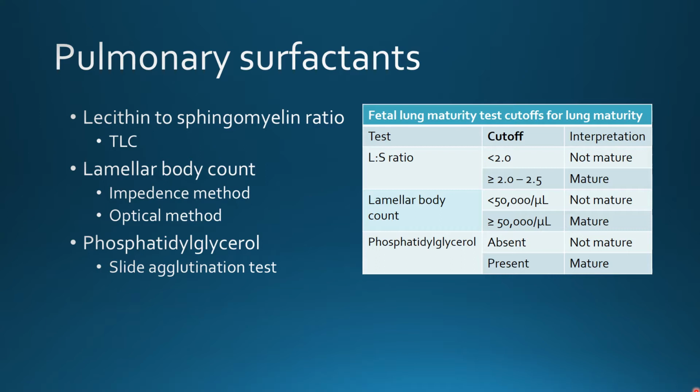And for this ratio, remember the lecithin should be increasing and the sphingomyelin starts out much lower. So you'll look at a ratio that should change as the lecithin increases and the sphingomyelin relative ratio is lower. That relative change will occur as the lungs mature. And the way that we do this is basically through thin layer chromatography.